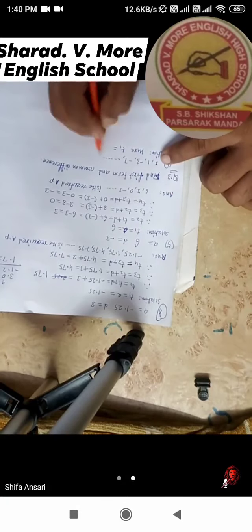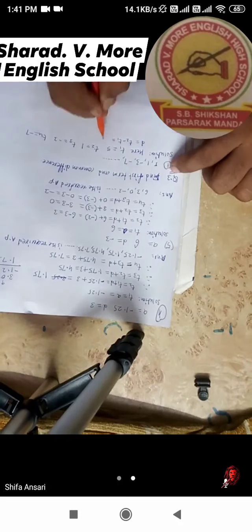So what you write here? T1 given here as 5, T2 is equals to 1, T3 is equals to -3, and T4 is equals to -7. So for finding the D, means common difference, is equals to T2 minus T1. So T2 is 1 minus T1 is equals to 5. So 1 minus 5 is equals to minus 4.